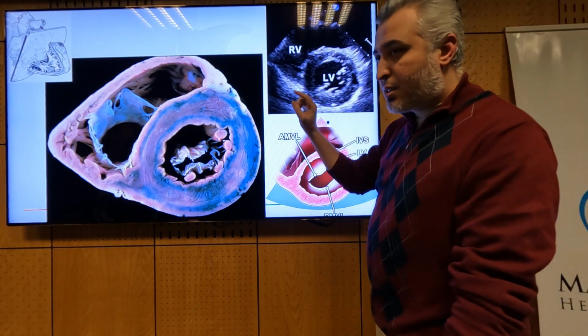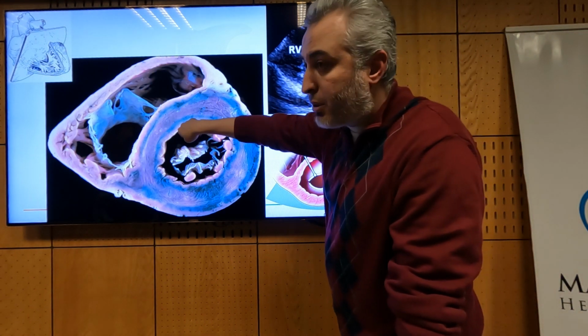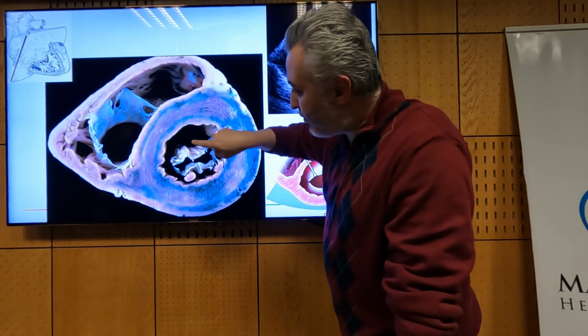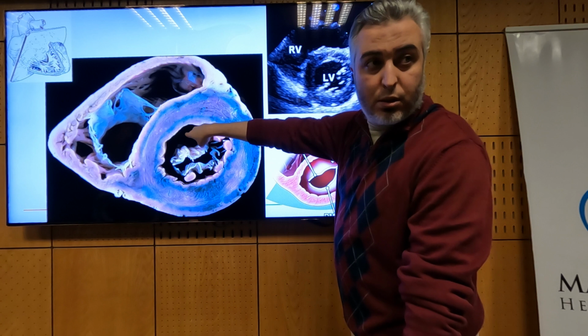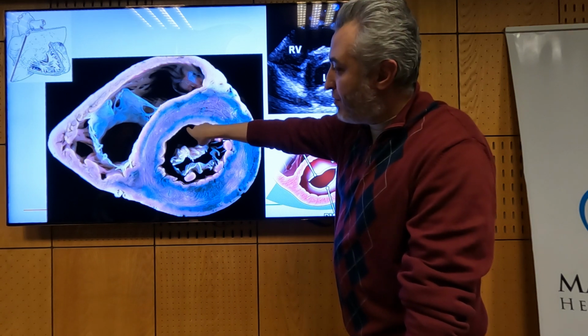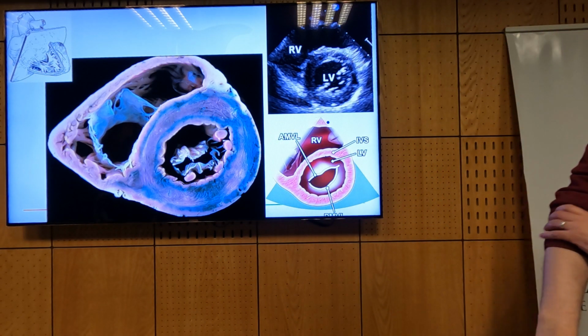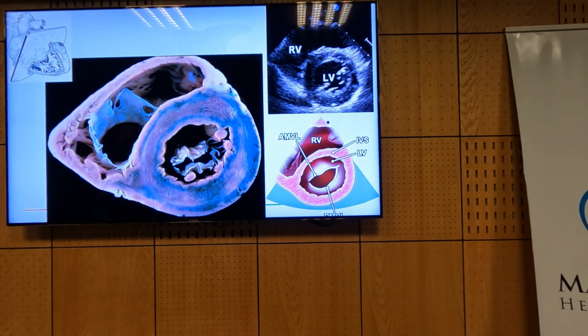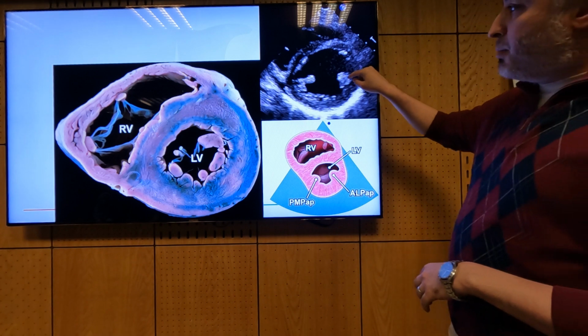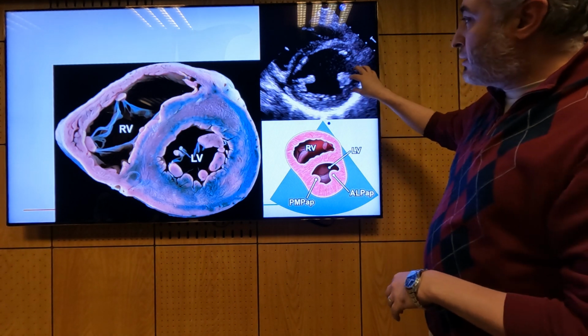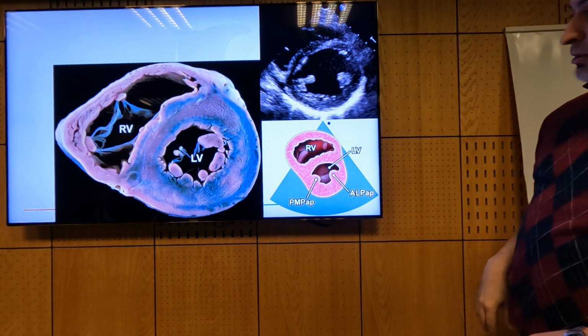So LVOT is related to the anterior mitral leaflet. If I put my finger here, I will actually go through the aortic valve. Okay? So this is LVOT. And now if we go further down, you can see different papillary muscles. So anterolateral, posteromedial papillary muscles.